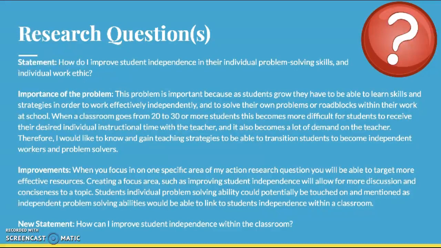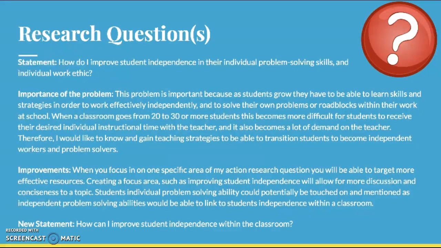When a classroom goes from 20 to 30 or more students, it becomes more difficult for students to receive their desired individual instruction time from the teacher, and it also becomes a lot of demand on the teacher. Therefore, I would like to know and gain teaching strategies to be able to transition students to become independent workers and problem solvers. The improvements that are made.